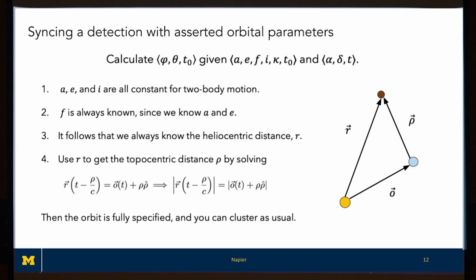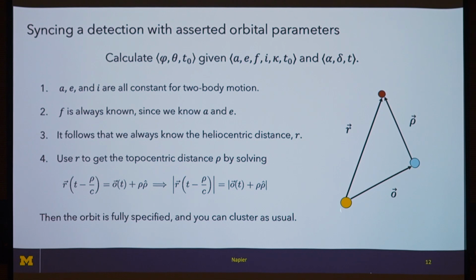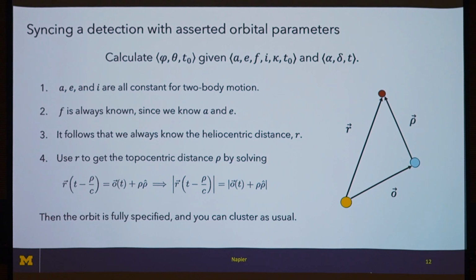And it's really nice, right? So A, E, and I are all constant. F is always known, since we know A and E. So then it follows that we always know your heliocentric distance, R. So here's the geometry of the problem that we have. Here's the sun, the observer, and the observed object. So we have to satisfy this equation with rho, where you're just basically doing a one-dimensional optimization, minimization, root finding problem, and then your orbit is fully specified.